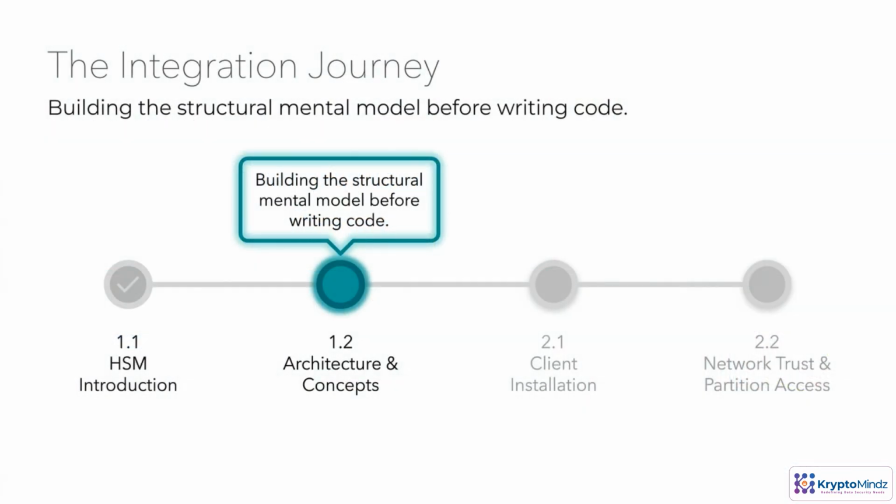You already know what an HSM is and why Luna matters in an enterprise. Now we'll zoom into its architecture: partitions, roles, security domains, and isolation. Once that mental model is clear, we'll move on to installing clients and establishing secure partition access.